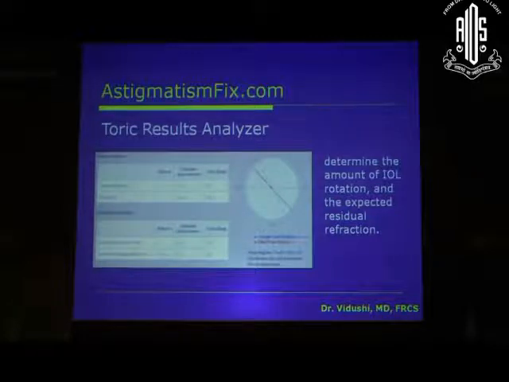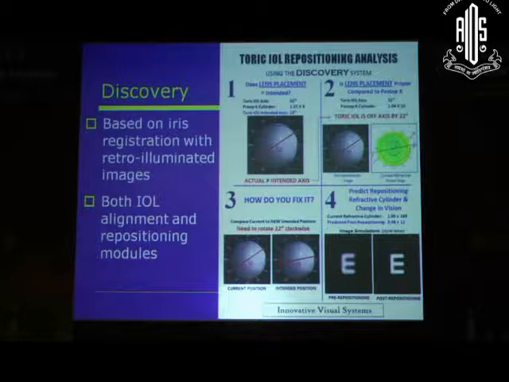So once you have all this data, you can go ahead and plan your IOL rotation, and you will get a printout like this, which you must take with you to the OT, just like you do for the toric calculators. Here it also gives a graph showing the exact axis where the cylinder would be expected to be almost zero, and if it is off axis, then this is the expected residual refraction.